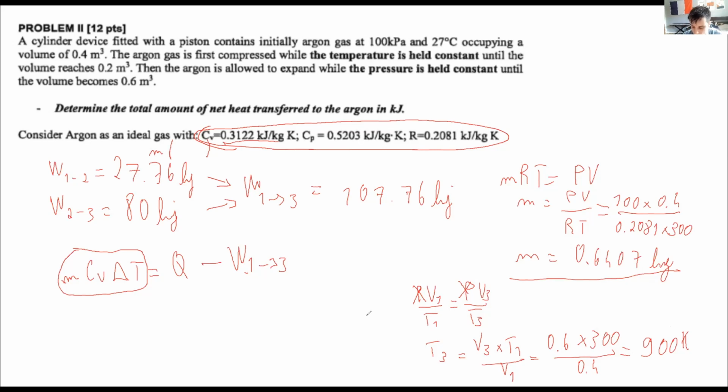Six times 300 divided by 0.4. Yeah, that's not the right value. 450.